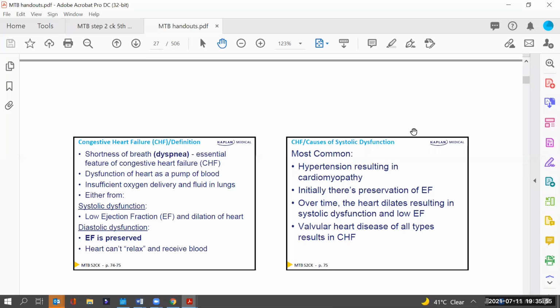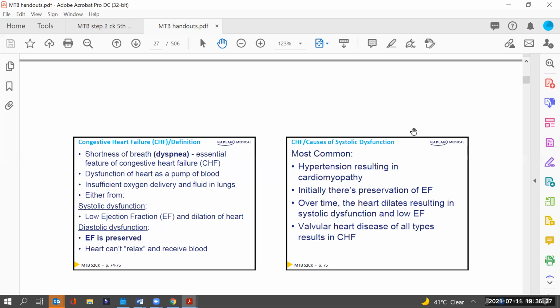The second thing is, of course, dysfunction of the heart as a pump of blood. There will be difficulty in pumping blood. We have two things: systole, when the heart contracts, and diastole, when the heart relaxes. If there is difficulty in pumping, maybe there is difficulty in contraction, or maybe there is difficulty in relaxation. So we will divide the causes of congestive heart failure into two: whether the dysfunction is during pumping, during contraction, or during relaxation.